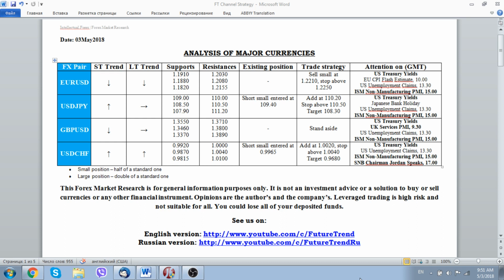From that point of view, we are ready to see a kind of correction, consolidation in the dollar price looming till the end of this week.